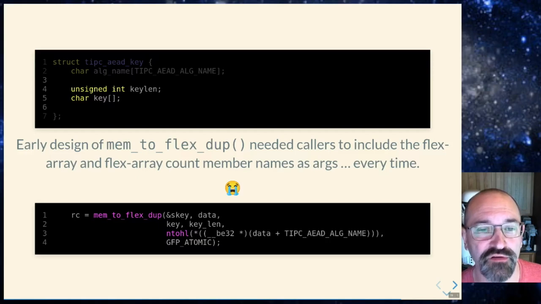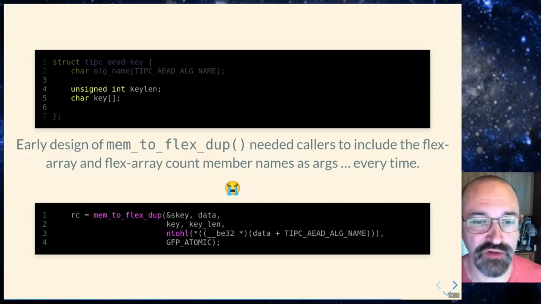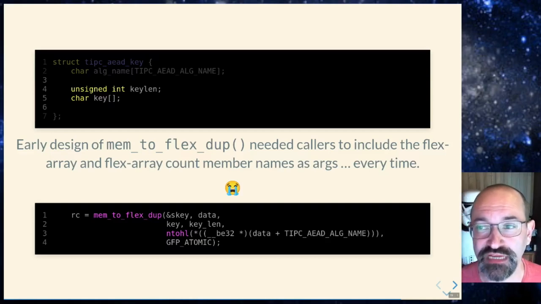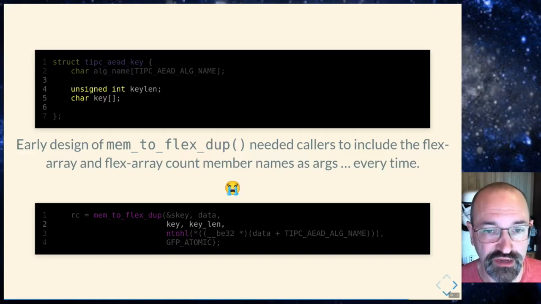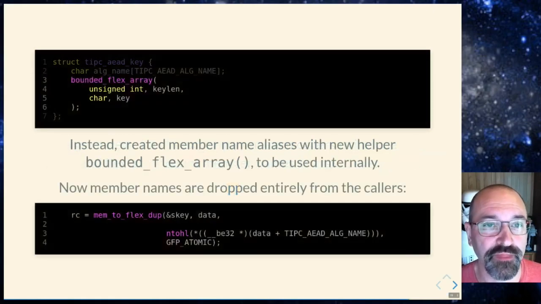It would be nicer if a compiler, which really ought to be able to figure this out, since you can only have realistically one flexible array meaningfully in a structure. Most structures only have one flexible array. Things are different when you get into more complex stuff, but more complex stuff can use different helpers. Anyway, so there's the key and keylen that we could just get rid of.